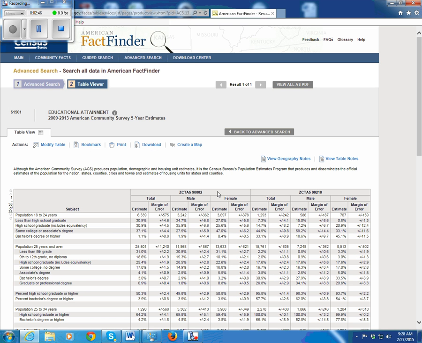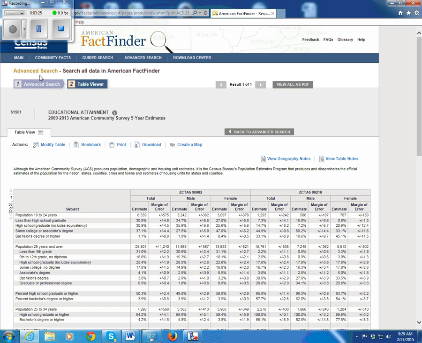Well, here's the zip code 90002, an impoverished area, and here's a rather wealthy area, 90210. And as you notice here, in this category here, only 3% of the total have a bachelor's degree in the area 90002. But if you take a look here, we have 30% of the people in 902 with a bachelor's degree. So we can get important information out of this census data.